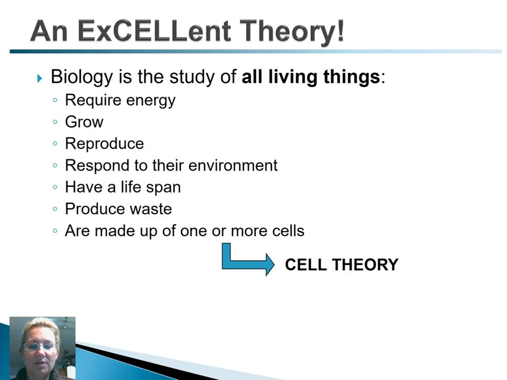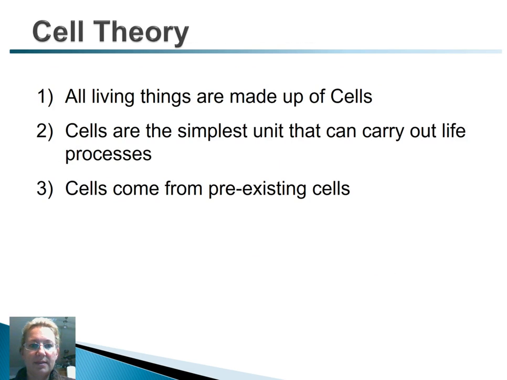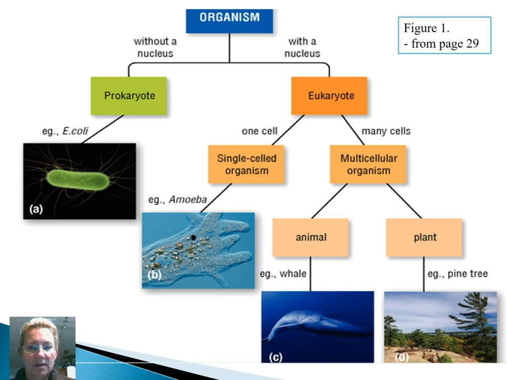Which brings me to the cell theory. The cell theory states that all living things are made up of cells. Cells are the simplest unit that can carry out those life processes that I just mentioned, and all cells come from pre-existing cells. Now, all organisms are made up of different types of cells.